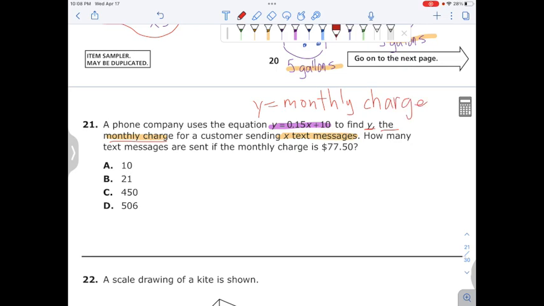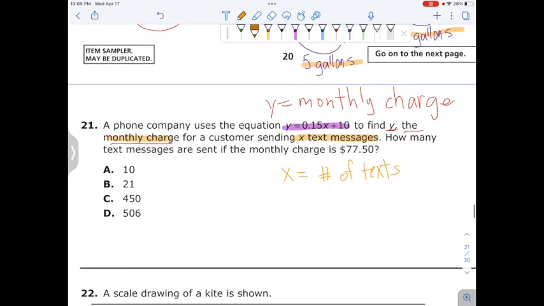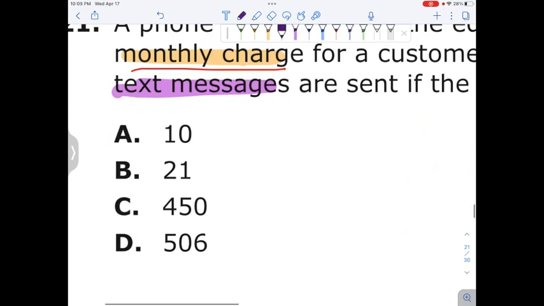For a customer sending, do you see where it says X text messages? So then X equals the number of texts. How many text messages are sent if the monthly charge is $77.50? Because the question is asking about text messages, each of these things here are texts. Did they send 10 texts or 21 texts or 450 texts?